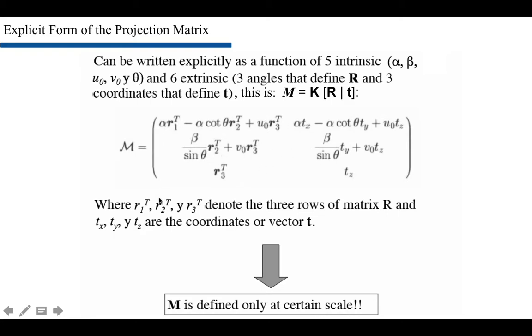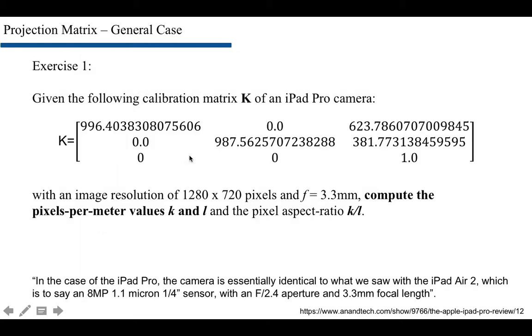In this case, it will refer to r1 transpose. We're talking about the 3 rows of the matrix R, and Tx, Ty, and Tz are the coordinates of the vector T. So basically we can represent it simply. And this matrix M is defined only up to a certain scale. The scale of course depends on the point P, but it can be simplified.